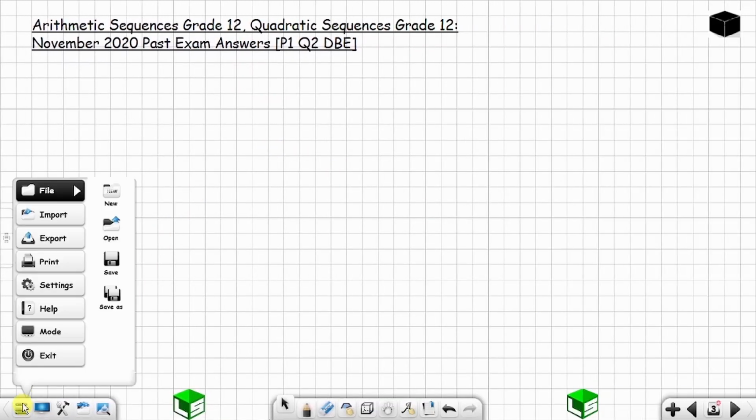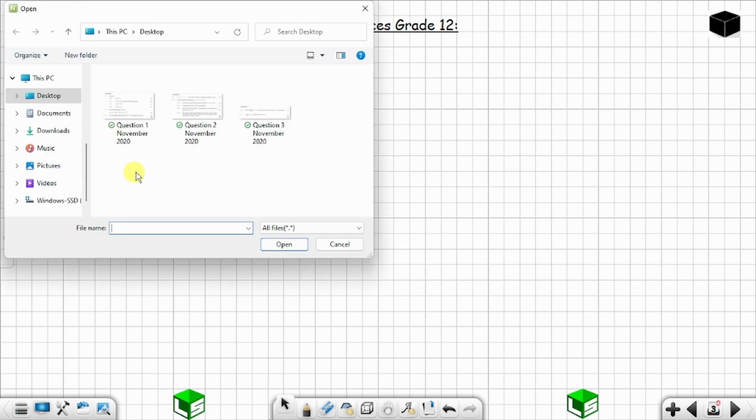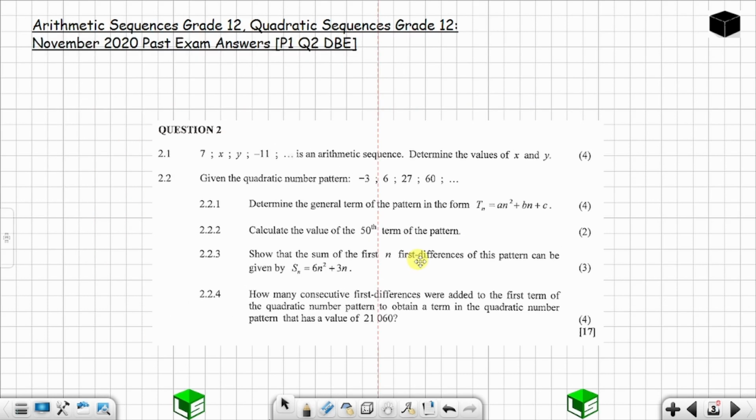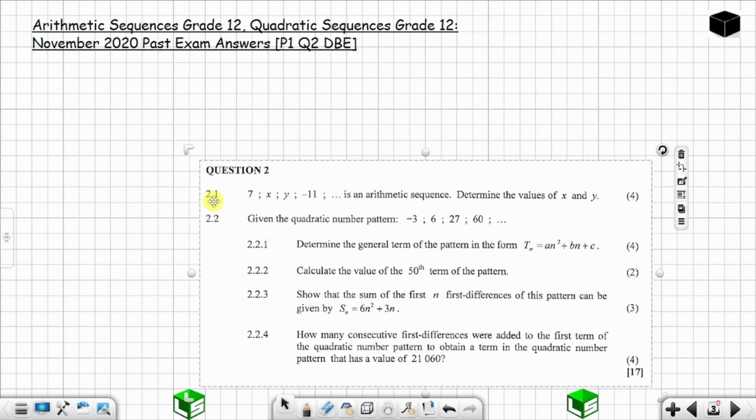Let me get the question again. It's question 2 from November 2020. We are starting with 2.1. We are given 7, x, y, and negative 11. This is an arithmetic sequence, and the question is to determine the values of x and y. There are many ways in which we can solve this question. One way is by making 2 different equations from this sequence.